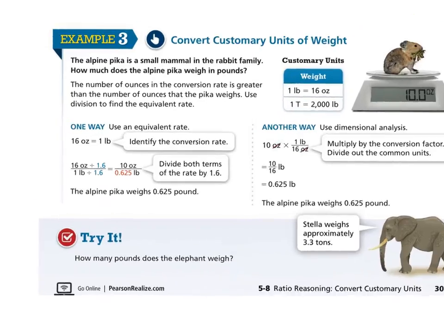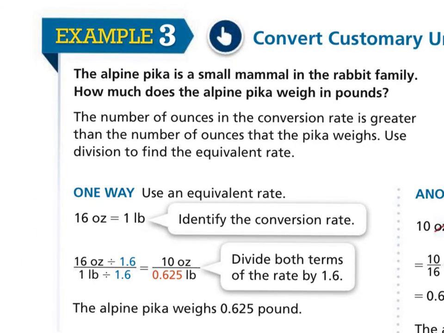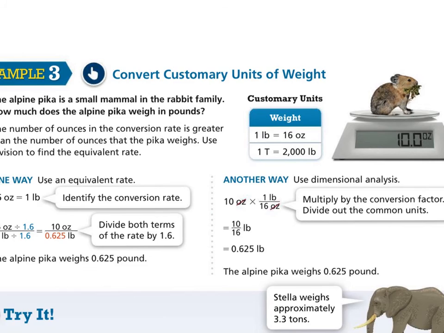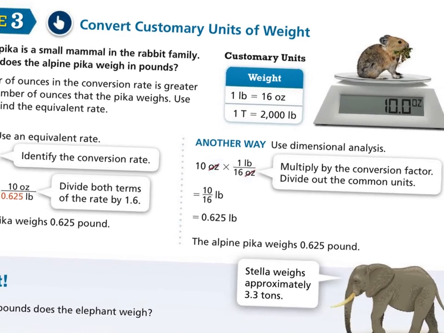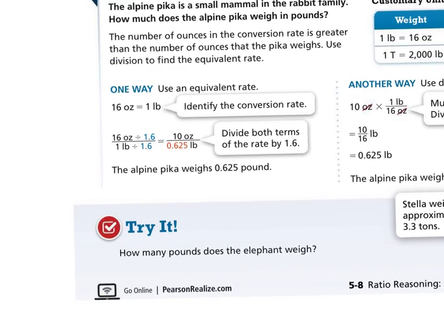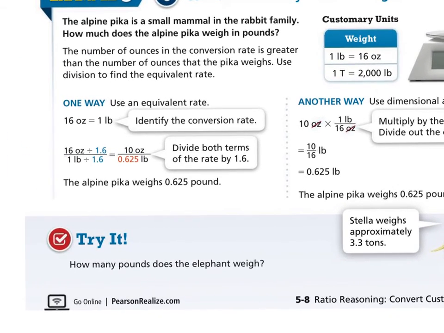Example 3. The alpine pika is a small mammal in the rabbit family. How much does the alpine pika weigh in pounds? So you can see on the scale here it is weighing in at 10 ounces. So 10 ounces, that is less than a pound because a pound is 16 ounces.